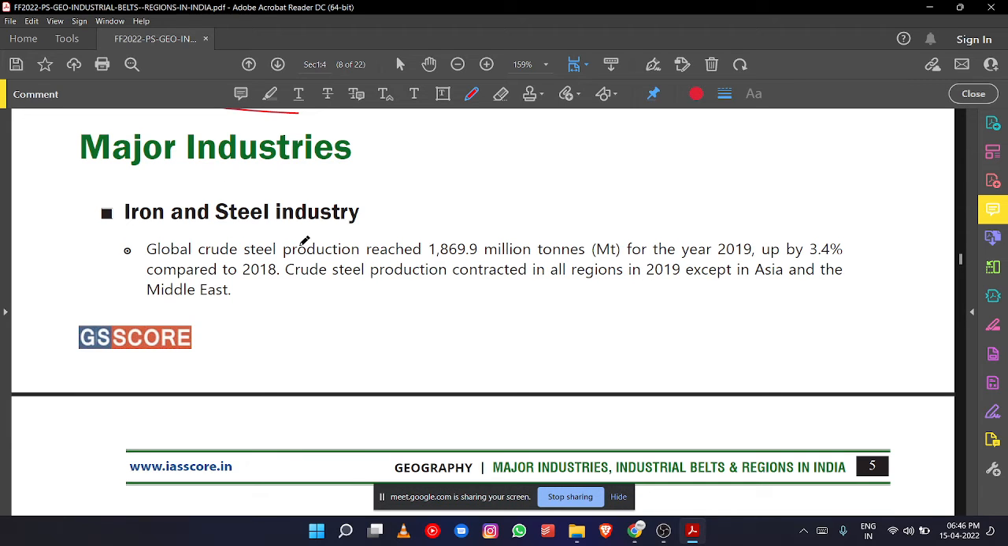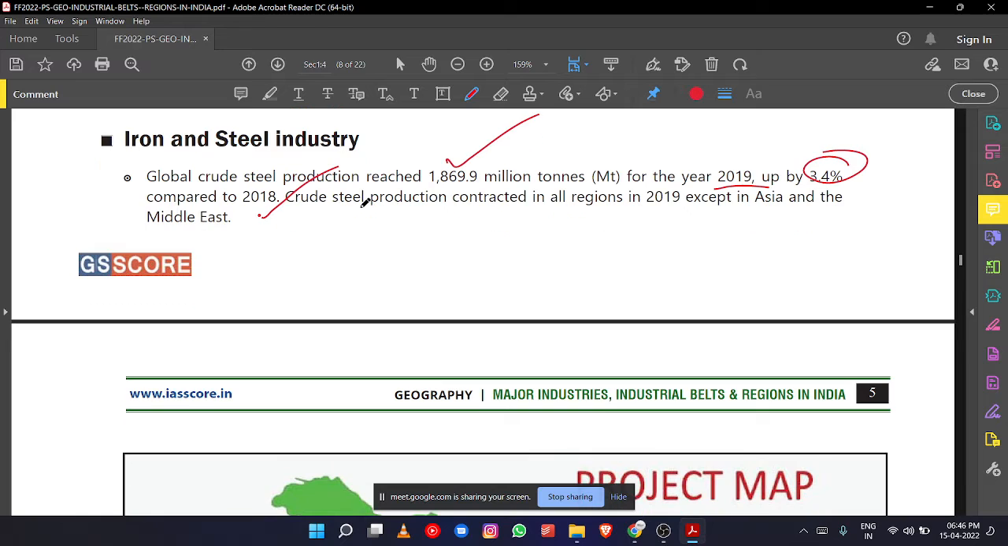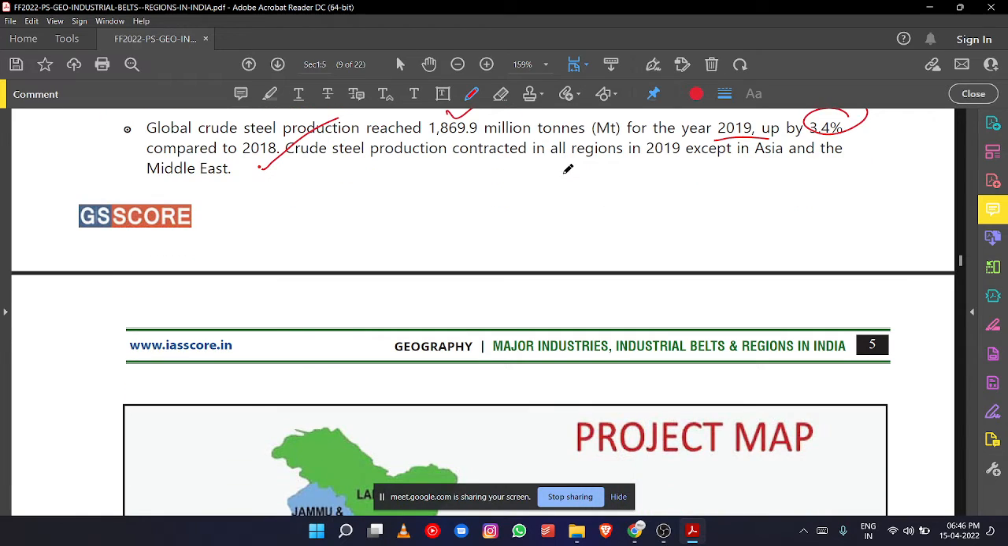So if we see the iron and steel industry, first at a global level you have to see the global crude steel production. It has reached now 1800 million tons by 2019, up by 3.4% when compared to 2018. These figures can be used in mains answer writing. So the global crude steel production is 1800 million tons. Now the steel production has contracted, especially in 2019, except in Asia.